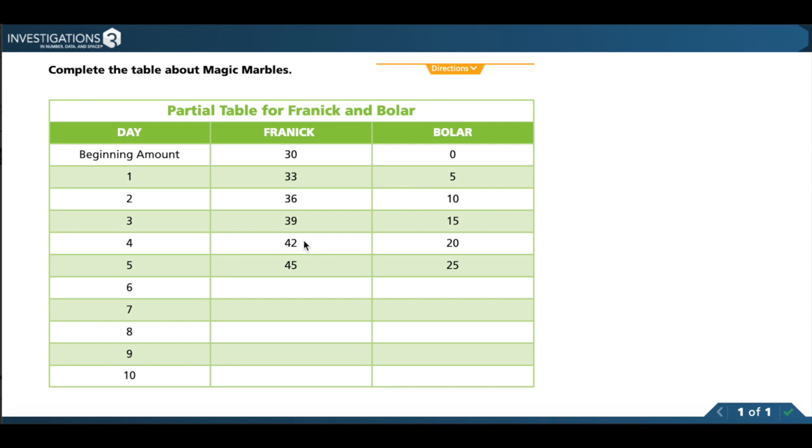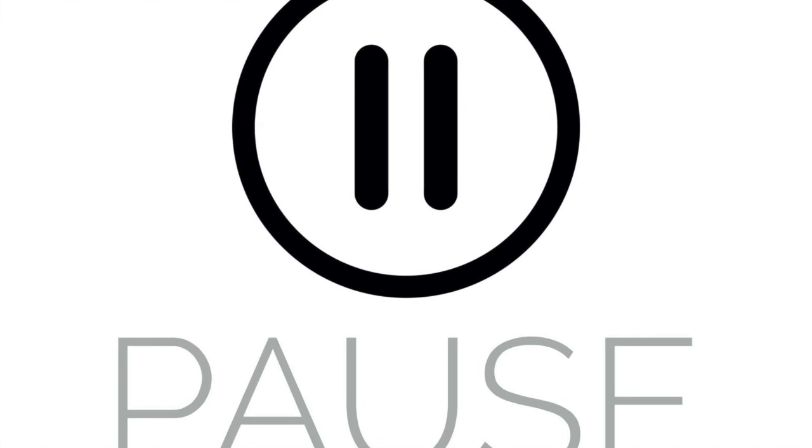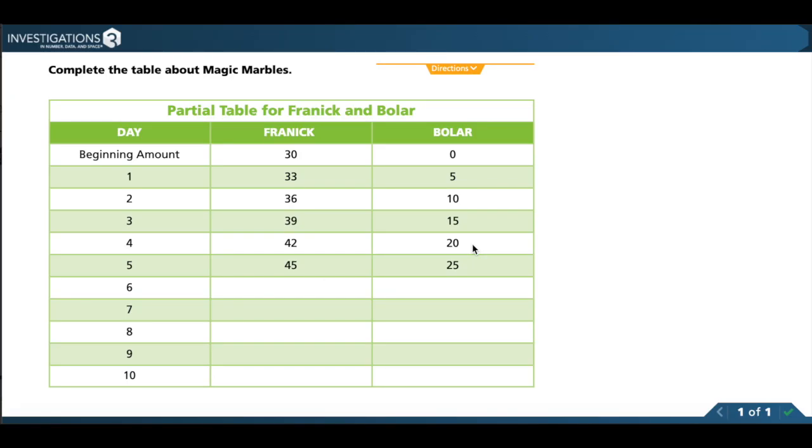Right here, 42 means that Franek had 42 marbles after the 4th night of when the magic marble messenger was coming. What does 20 mean on this table? This means that on the 4th night, Bolar had 20 marbles. What I want us to do is, what do you notice about Franek and Bolar's marbles during these 5 days? Do you see any patterns of what's going on? Pause me and think about what you notice about Franek's pattern from this table.